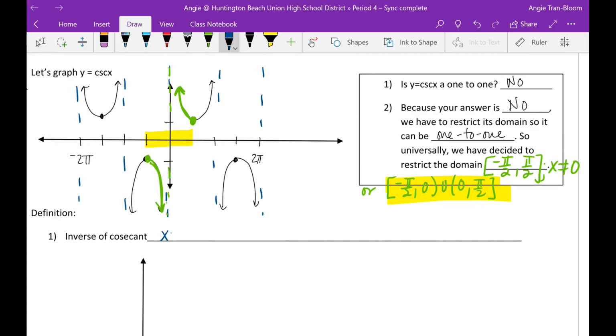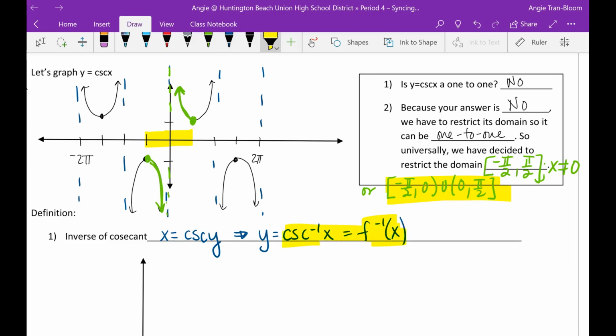So x equals cosecant of y, which, because we have to solve for y, is why we're now going to compose both sides by cosecant inverse, which by definition, the inverse notation, is really using this symbol right here. So that's my cosecant inverse.